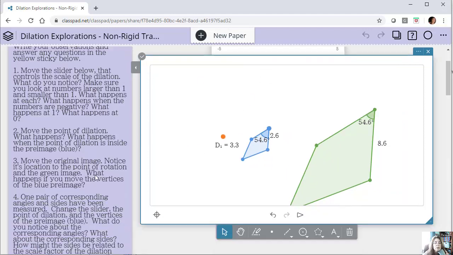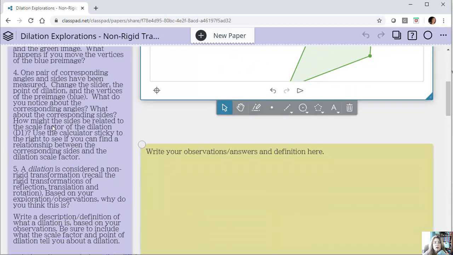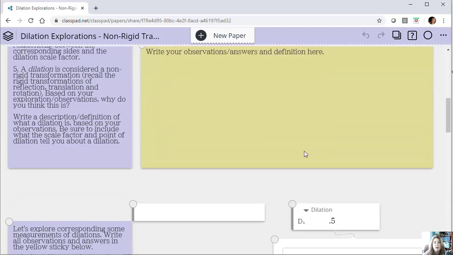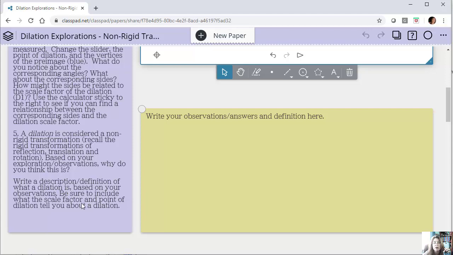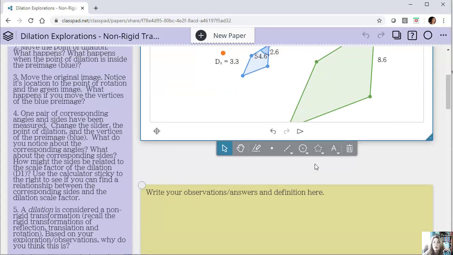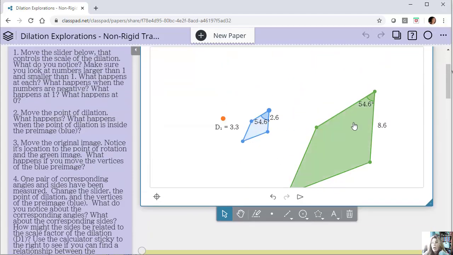And there's questions over here that by the end of this little exploration, they're going to have an understanding of what a dilation does. So we want them to understand that it seems to keep the angles the same measure between the two images. The point of dilation, the scale factor, determines how large the image is of the pre-image. So if it's larger than 1, I'm going to get a shape larger, and if it's smaller than 1, I'm going to get a smaller one. If it's negative, it's going to be flipped, those types of things.